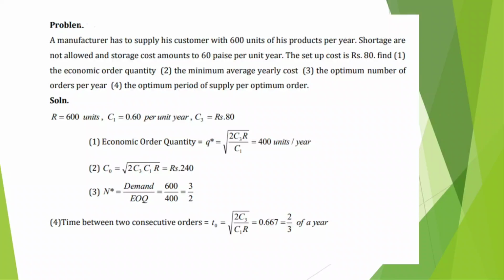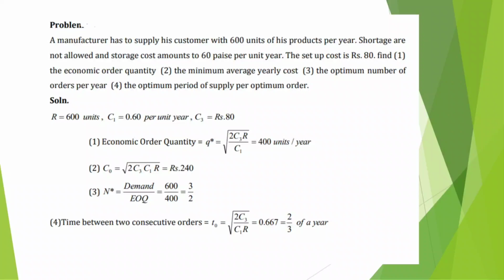Now let us see one more problem. A manufacturer has a supply for his customer with 600 units, that is R value is given as 600 units. Then shortages are not allowed and holding cost amounts to 60 paise per unit per year, that is C1 value is given as 0.60. Then the setup cost is rupees 80. It means C3 value is given as 80. Find economic order quantity. Then we have to find the minimum average yearly cost, that is C0 value.